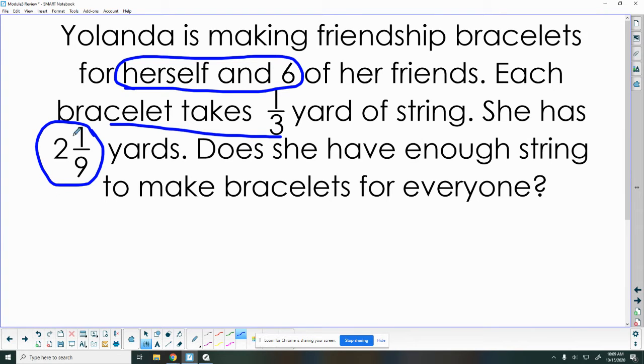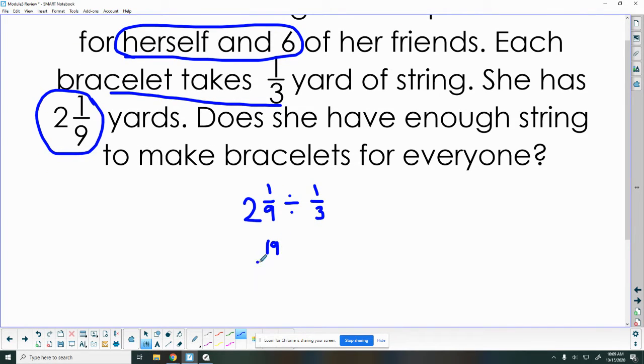So I know she has 2 1/9 yards. She has this as her total. And every time she makes a bracelet, she uses 1/3. So I am splitting up my total into thirds to see how many bracelets she can make. So 2 times 9 is 18 plus 1 is 19 over 9 divided by 1/3. So now I can use the reciprocal, 19 over 9 times 3 over 1.